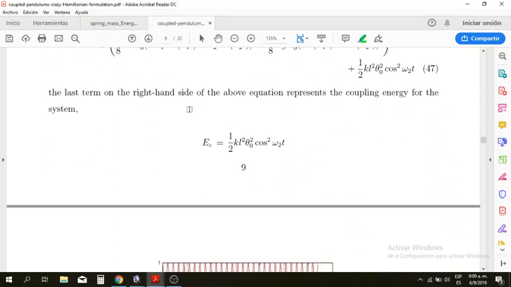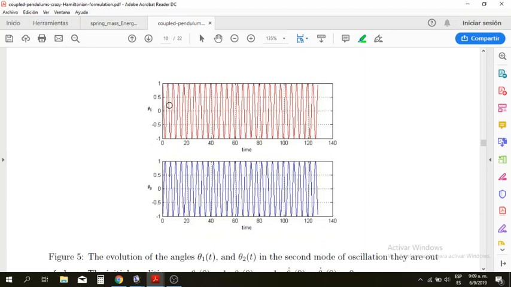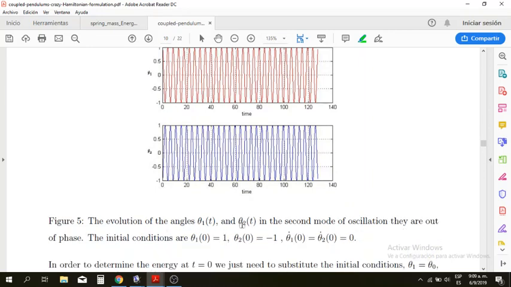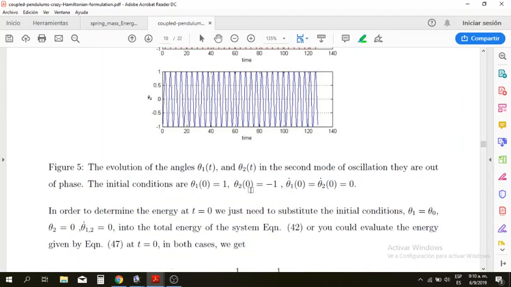In the second mode of oscillation, this is theta 1 as a function of time, and this is theta 2 as a function of time. The initial conditions are theta 1 at time equals 0 equal to 1, theta 2 at time equals 0 equal to minus 1, and theta 1 dot equals theta 2 dot equals 0. So in this case, they are completely out of phase. And let me show you the energy.